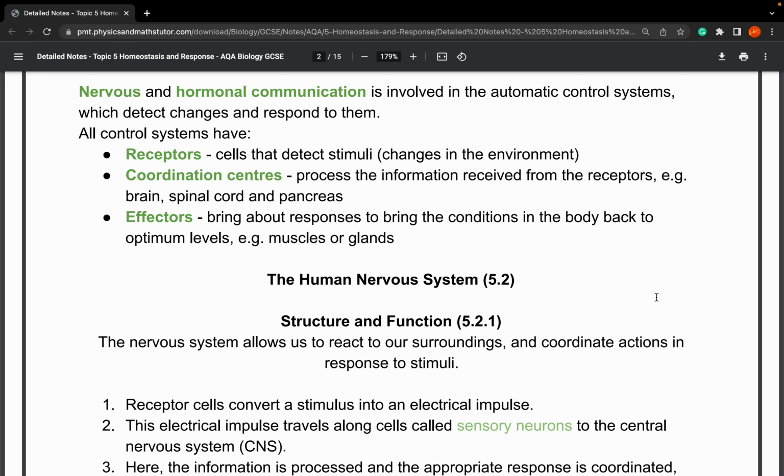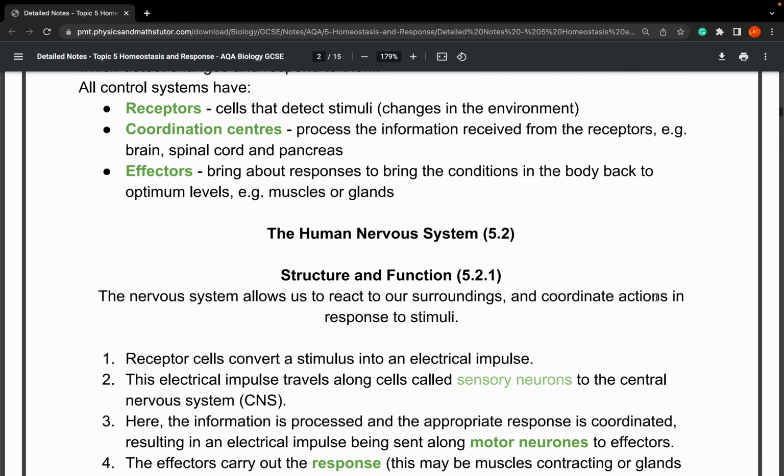Then effectors. Because of the receptors, the stimulus is detected. Because of the coordination centers, homeostasis is achieved. The effectors are the end organs. They bring about responses to bring the condition back to the optimum level. For example, the effector for water is the kidney. The kidney will try to output less water in dry conditions so that body water is conserved. So for water, the receptor is also in the kidney. Coordination can happen by hormones like antidiuretic hormone, which we are going to see later, and the effectors are also in the kidney.